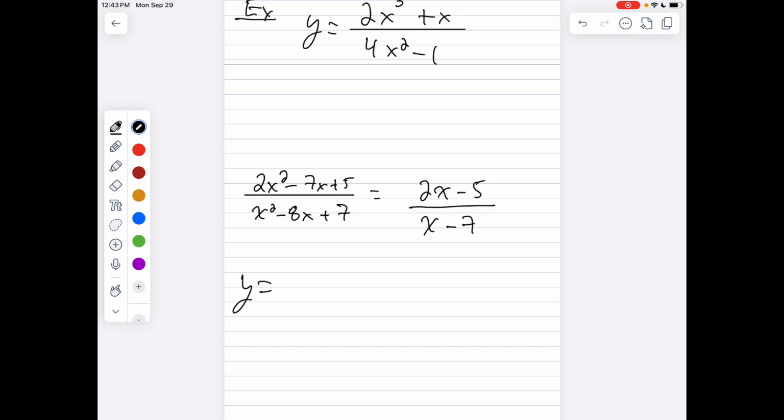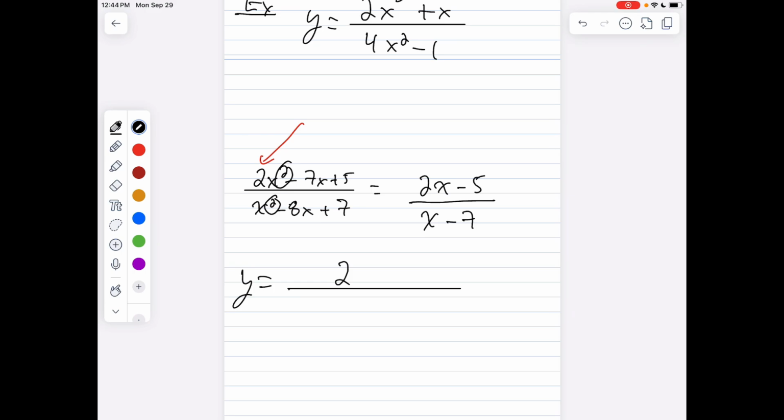And we're going to look at, first of all, our degrees. So for our degrees, the degree of the numerator is 2 because the highest power is 2 because of that x squared. And for the denominator, the highest power is 2 as well because of that 1x squared. And therefore, because the degrees are the same on the numerator and denominator, the horizontal asymptote will be equal to the leading coefficients over each other. So my first leading coefficient would be 2, and the one on the denominator would be 1. So 2 over 1 or just 2 is your horizontal asymptote.